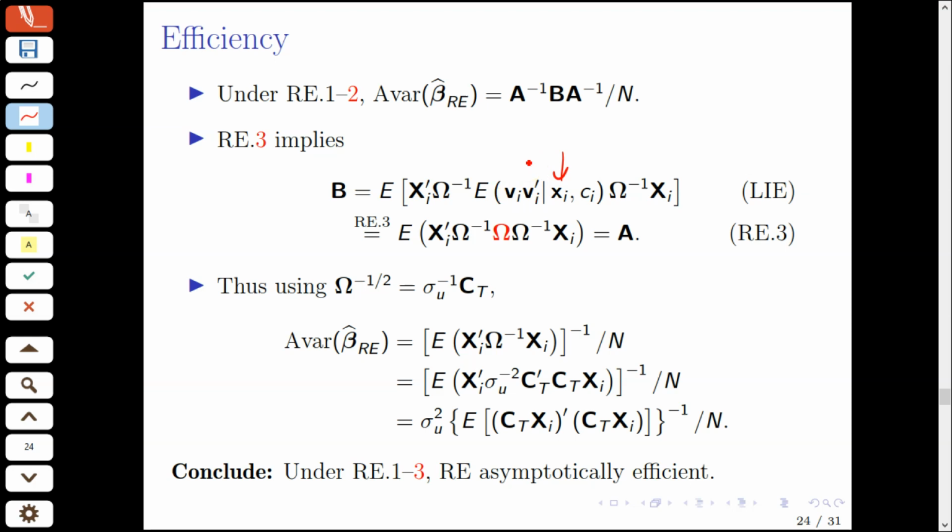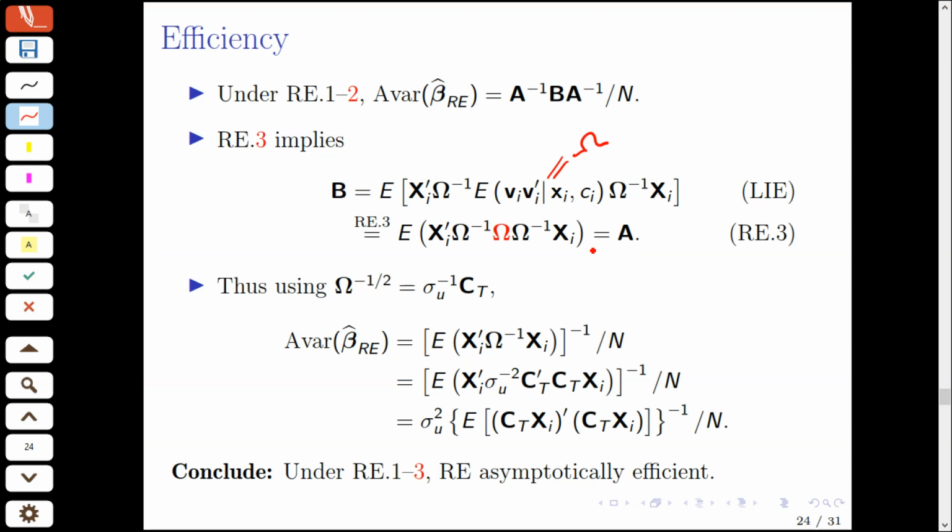Since the third random effects assumption restricts the conditional composite error variance to be exactly omega, we may write B as the expectation of Xi prime, omega inverse, and omega inverse Xi. Hence we can cancel these two omegas, and what we're left with is exactly A, the bread or inverse of the bread in the asymptotic variance.